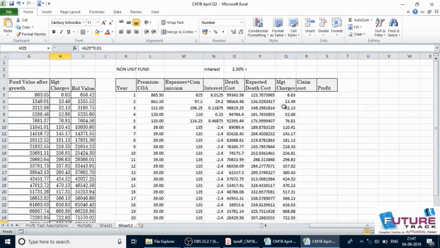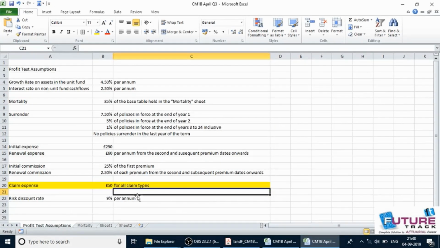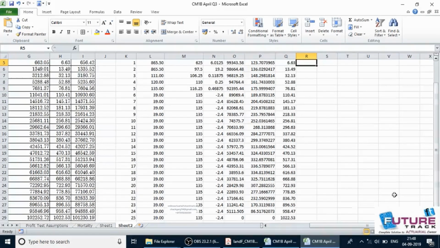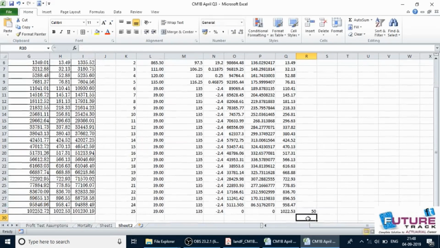So what does all claim types mean? We have 3 kinds of claim: we have death, we have surrender, we have maturity. I told you, there are 3 kinds of claim. In the first 24 years we have only death and surrender. In the final year, either the person dies, or surrenders, or we have maturity. So in the final year, the chance of a claim is 100%, the cost is 50 only.